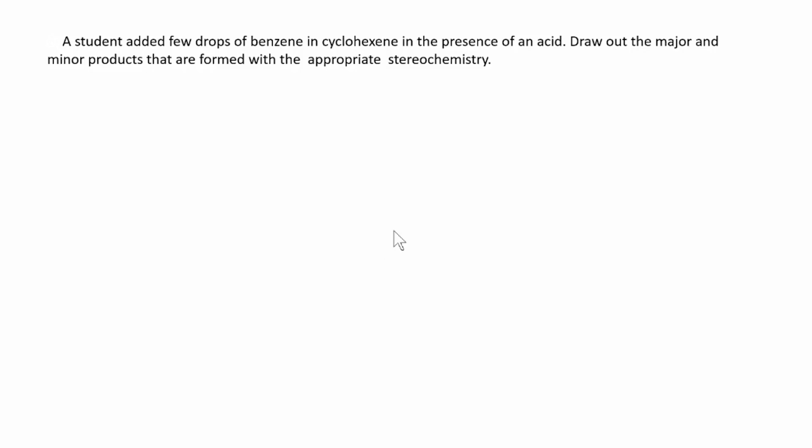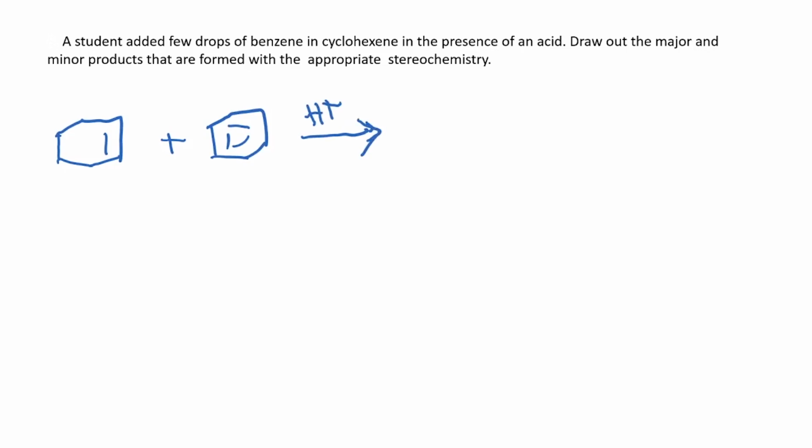So now let's look at this problem, which is basically the reaction of cyclohexene in the presence of an acid with benzene. Let's draw out the structures of these two molecules and then reason out what could be the product that is formed. Cyclohexene is basically this, and then reaction with benzene in the presence of H plus. Benzene is going to be quite stable in the presence of H plus. Cyclohexene, one might imagine, can actually get protonated.